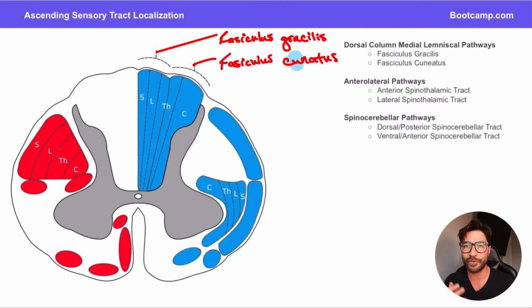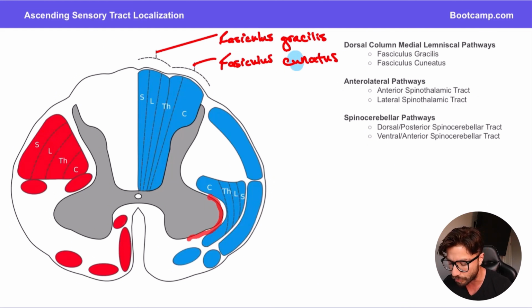Now let's identify our anterior lateral pathways, and these might be new terms to you. These are the spinothalamic pathways. So the anterior lateral and spinothalamic, those are synonymous pathways, and there's two of them. We have an anterior spinothalamic pathway and a lateral spinothalamic pathway. Now the lateral spinothalamic pathway is going to be found right here, and you can see it's just cupping the lateral aspect of the ventral horn.